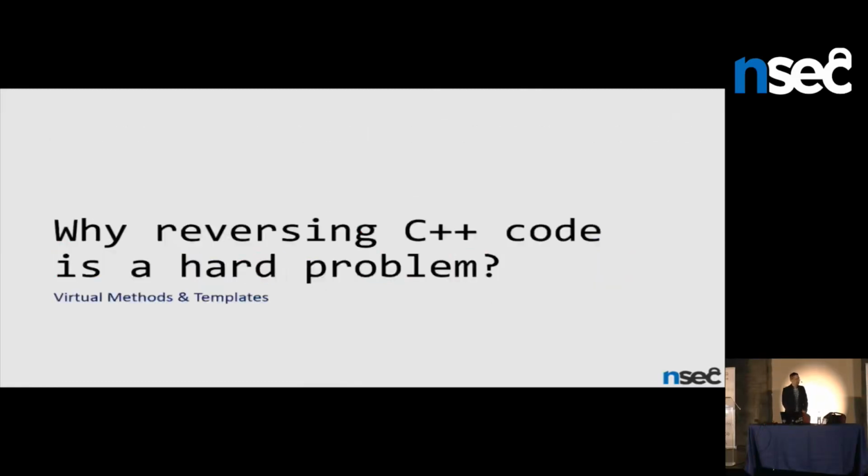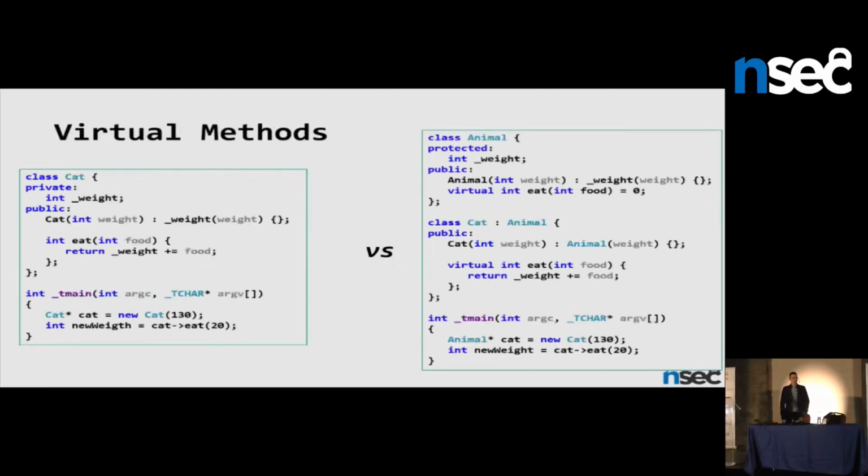So let's move on and speak about why reversing C++ code is a hard problem. Why is it different compared to other C languages? Please take a look at this slide and let's compare two snippets of code, one on the left-hand side and one on the right-hand side. On the left-hand side, we have a very simple code. We have a class cat with one method eat, and we have just one instance of this class over here. We're calling the eat method. So everything should be clear here.